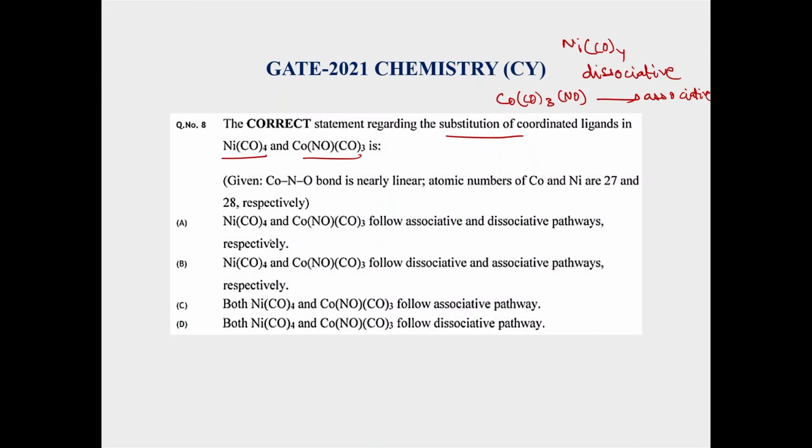So the correct option will be dissociative mechanism for Ni(CO)4 and associative mechanism for the cobalt one. That is option number B. Nickel tetracarbonyl and cobalt NO CO 3 follow dissociative and associative pathways respectively.